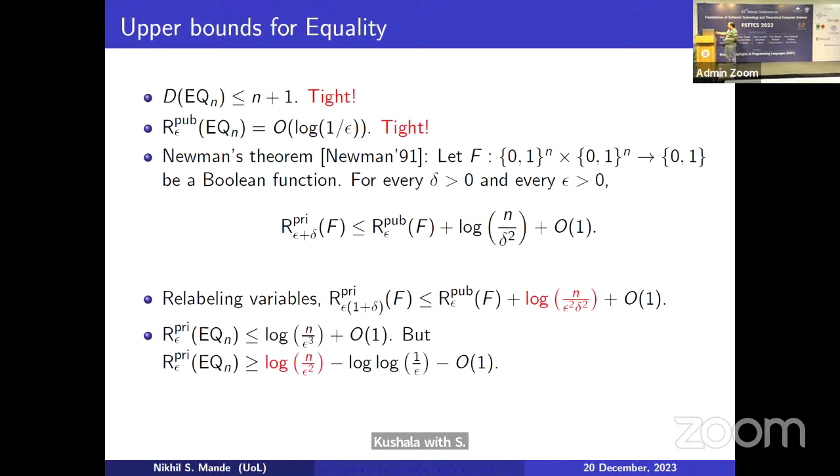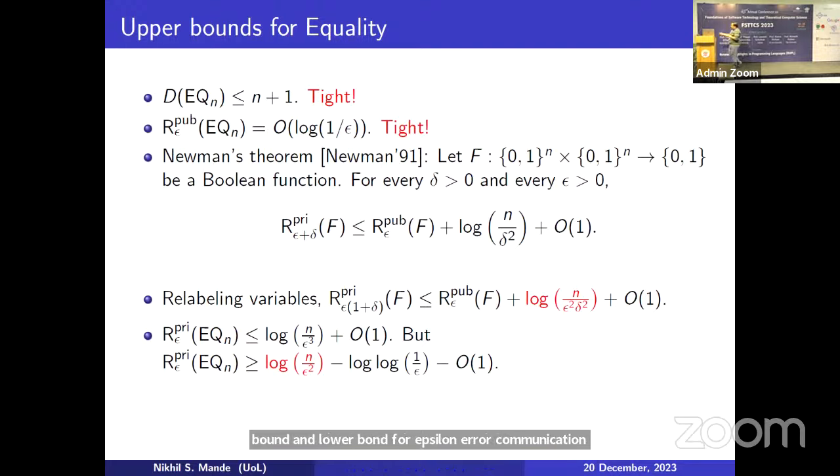Okay, so what does this imply for equality? So equality's log 1 over epsilon protocol turns out to be tight. So public coin, plug in log 1 over epsilon, and let's say delta is 1. So then you'd get a log n over epsilon square from here. So adding these up, you get log n over epsilon cubed. But the lower bound from the approximate rank lower bound on the previous slide is log n over epsilon square. There's this additional term here. This, let's ignore it for now. So there's a gap between the best known upper bound and lower bound for epsilon error communication complexity of equality.